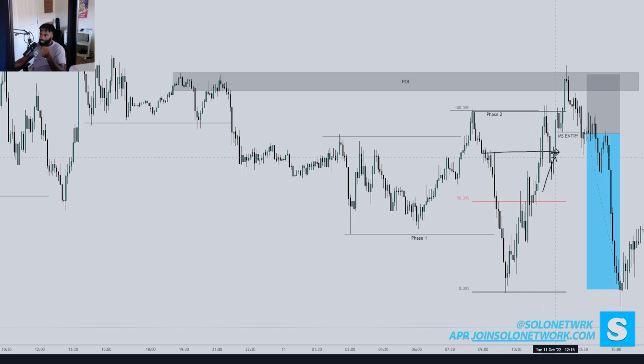So what I mean by that is, let's say theoretically market came right here, we wait on that low to be broken. So let's say we had a low here, market has to break that low. If it does, we enter right in here.